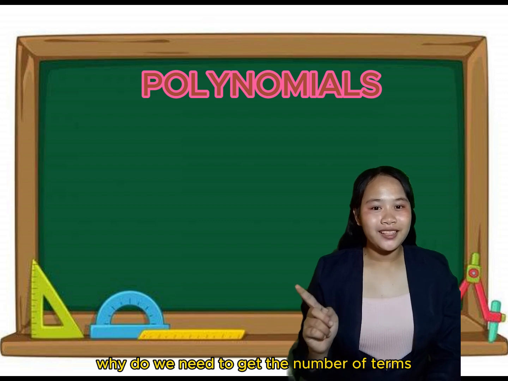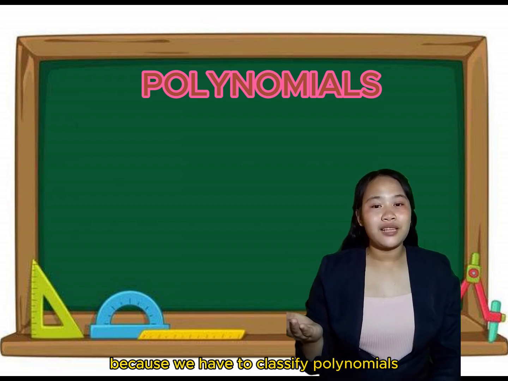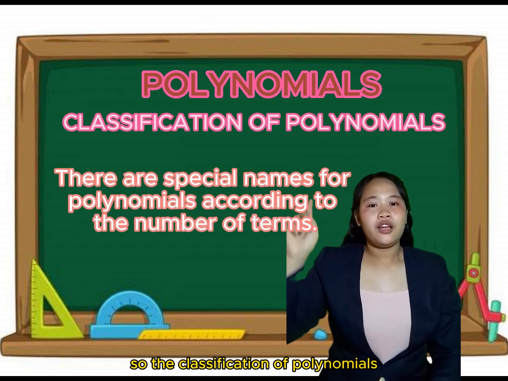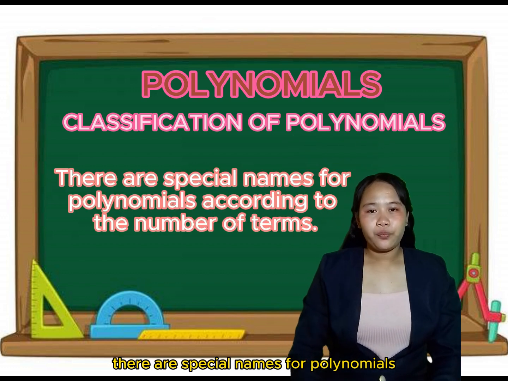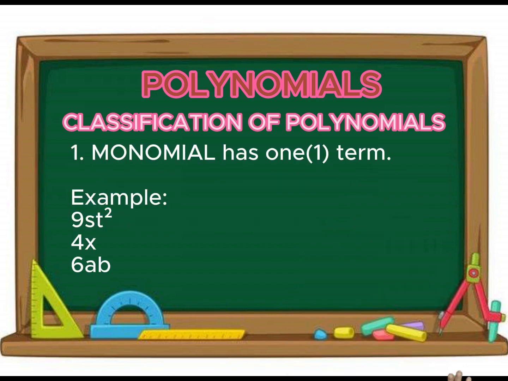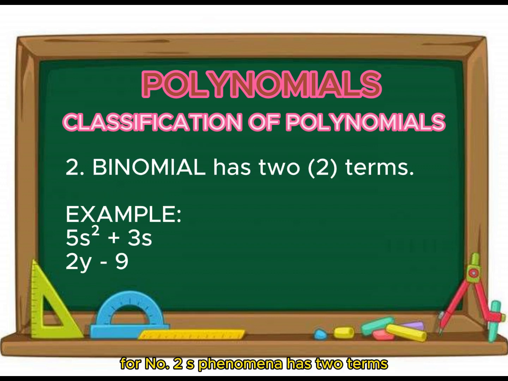Why do we need to get the number of terms? Because we have to classify polynomials. In the classification of polynomials, there are special names for polynomials according to the number of terms. Number 1 is monomial, which has 1 term. Examples of monomials are 9st squared, 4x, 6ab. Number 2 is binomial, which has 2 terms. Examples of binomials are 5s squared plus 3s, 2y minus 9.